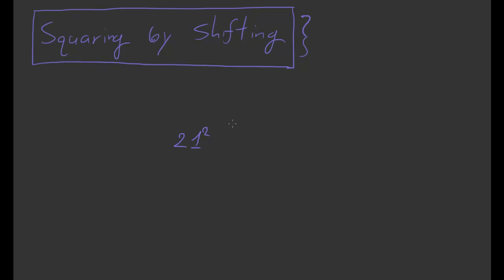Alright, so 21 squared the fast way. We'll think 20 times 22, so that's 440, plus 1. So we're equal to 441. That's what 21 squared is.